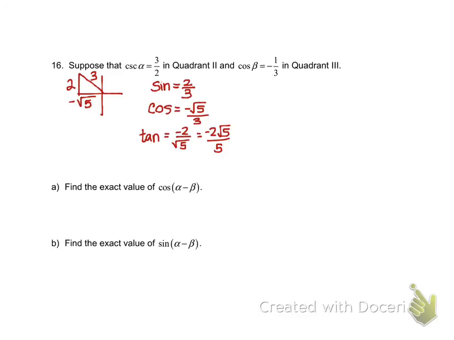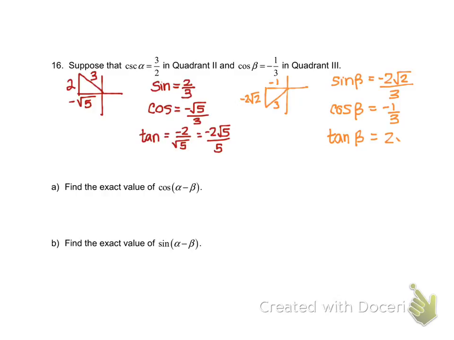So cosine is negative 1/3 in quadrant 3. So we have negative 1 and 3. And after we do the Pythagorean theorem, we get this side to be negative 2 times root 2. So that means we have a sine value. I should have added in alphas over there. I'll do that in a second. So sine of beta equals negative 2 root 2 over 3. Cosine of beta equals negative 1/3, which we know. And then tangent of beta is going to equal 2 root 2.